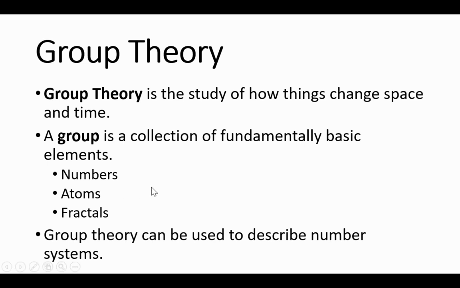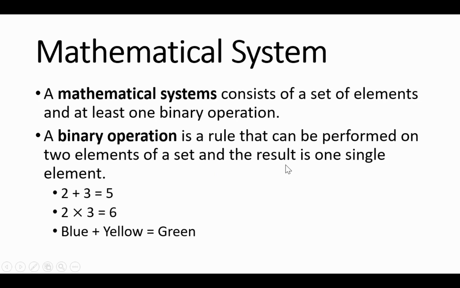All right. Group theory can be used to describe a number of different systems, and so that's why it's more of a general concept, okay? When we look at mathematical systems, a mathematical system consists of a set of elements and at least one binary operation. What does binary operation mean? Yeah, so these binary operations, you have to have at least a this or a that kind of situation.